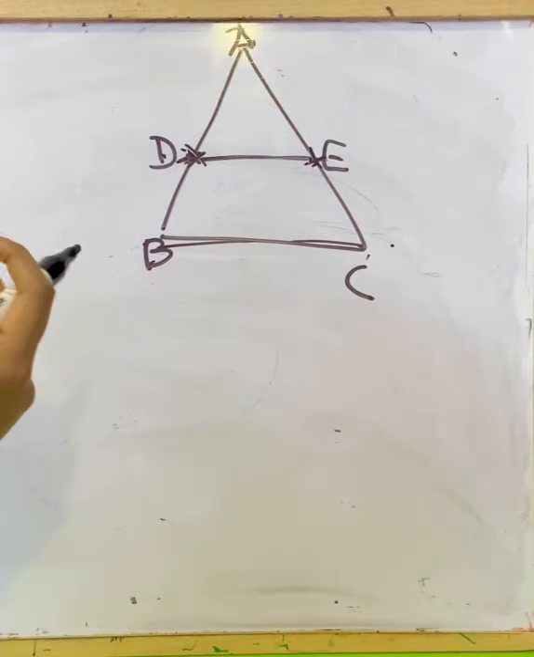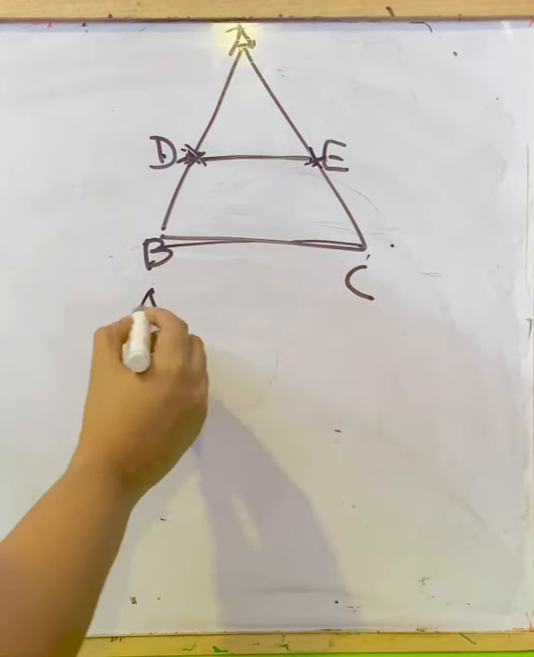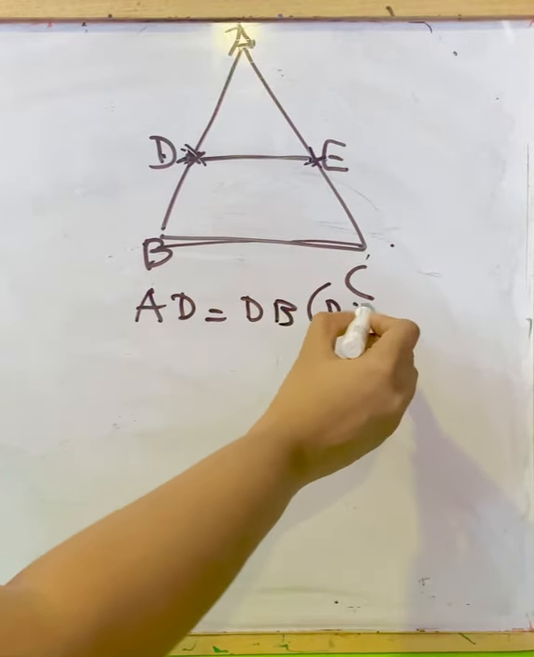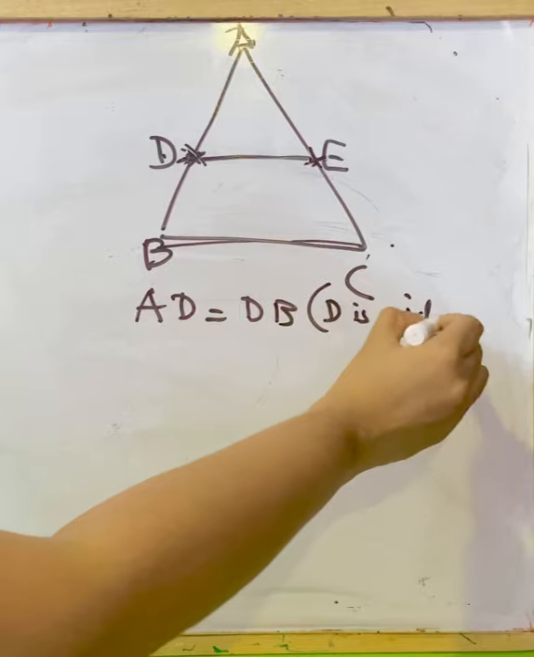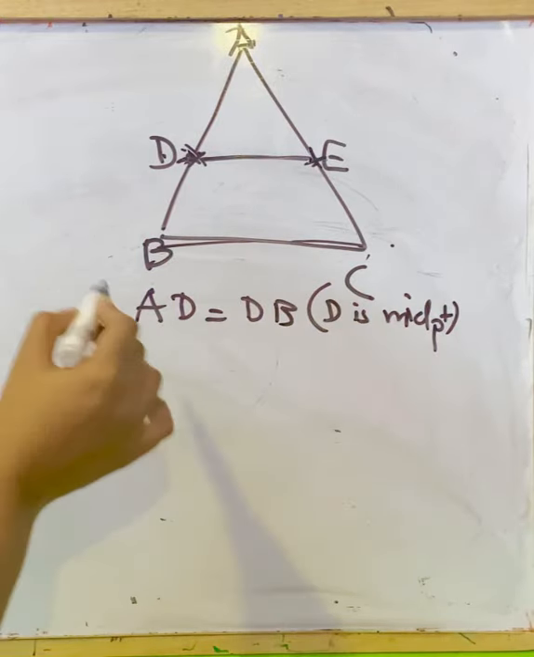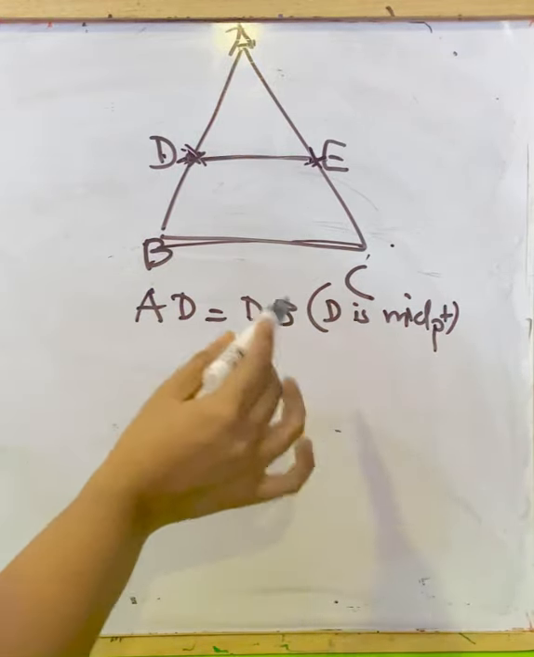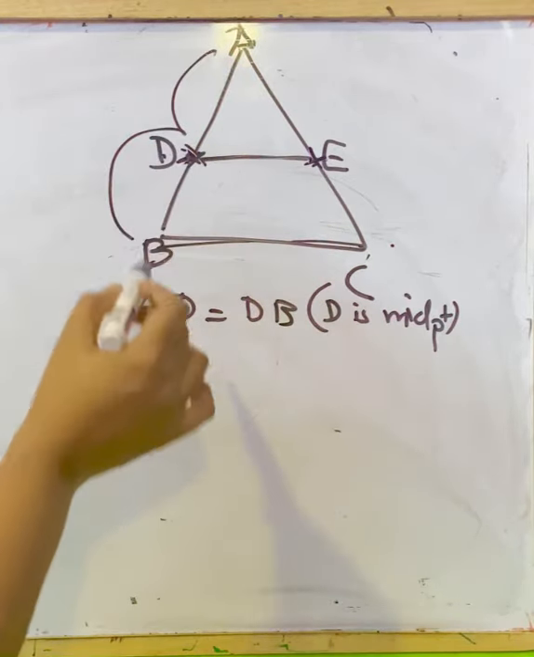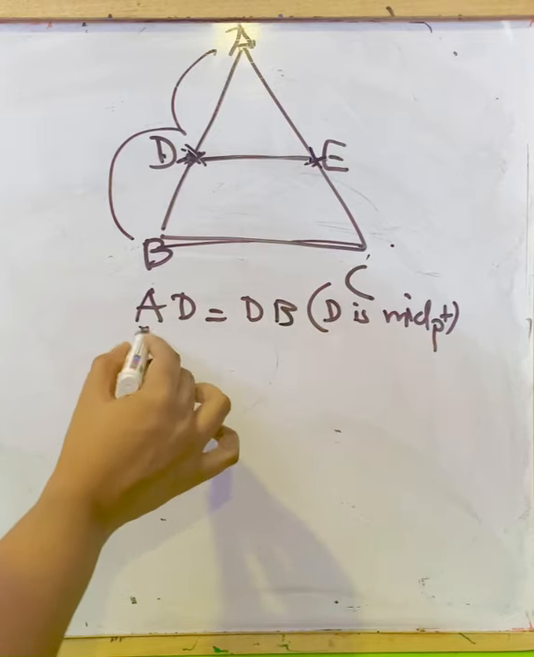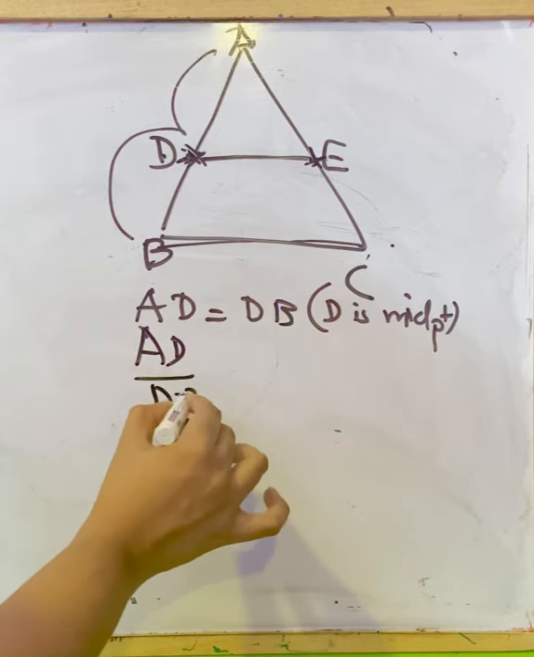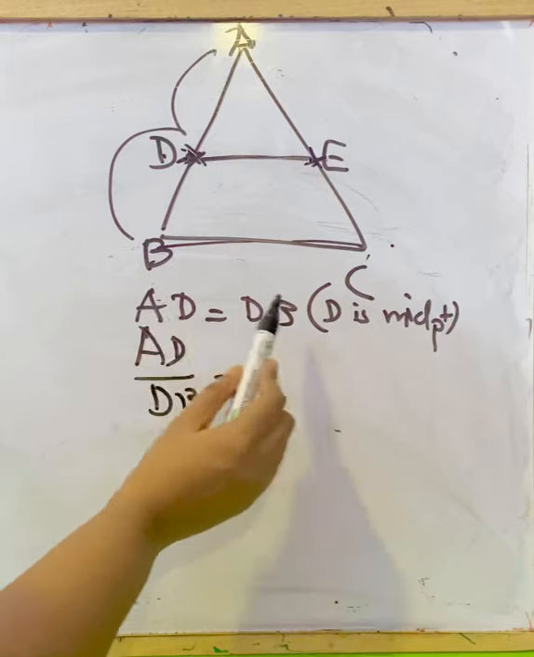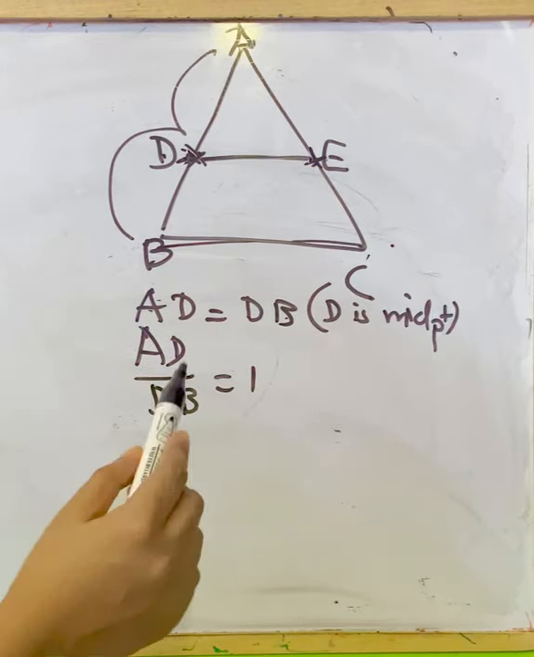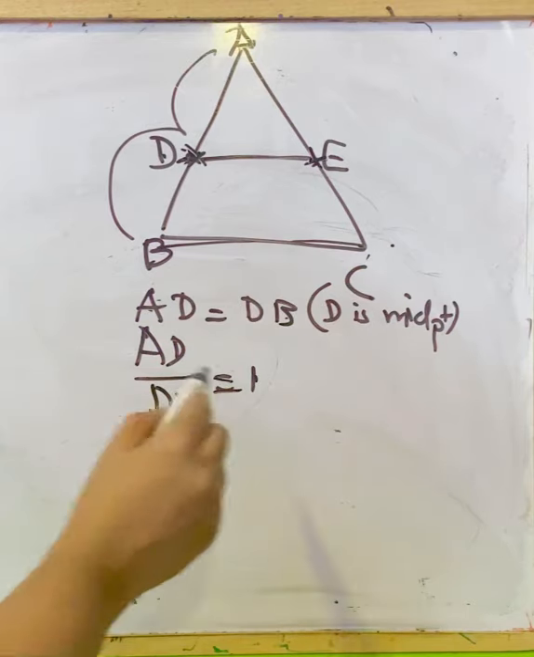Now, according to the given conditions, we can write AD equal to DB, because D is the midpoint. It is given in the question. Now, if AD equals DB and both values are equal, while taking the proportionality or the ratio here, we can write AD by DB equal to 1. The reason is the numerator and denominator are equal. Whenever numerator and denominator are equal, the result is 1. So let this be the first equation.